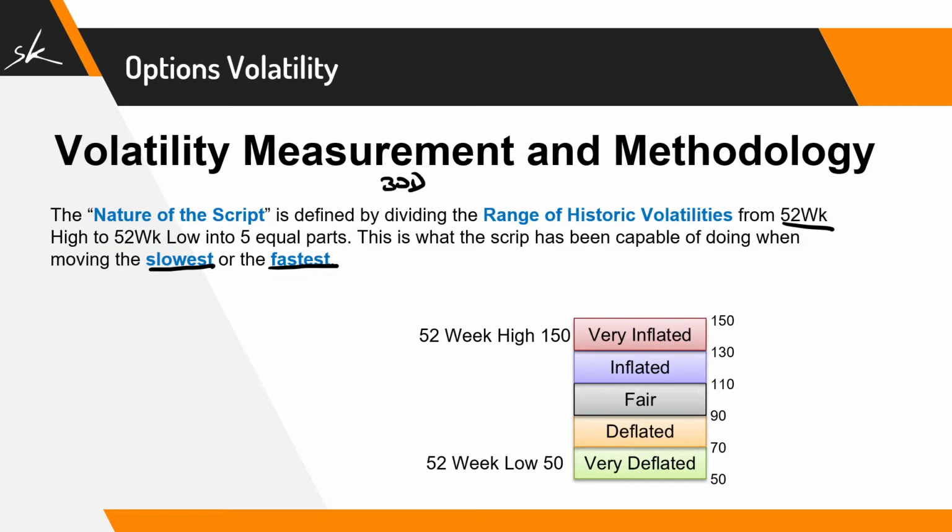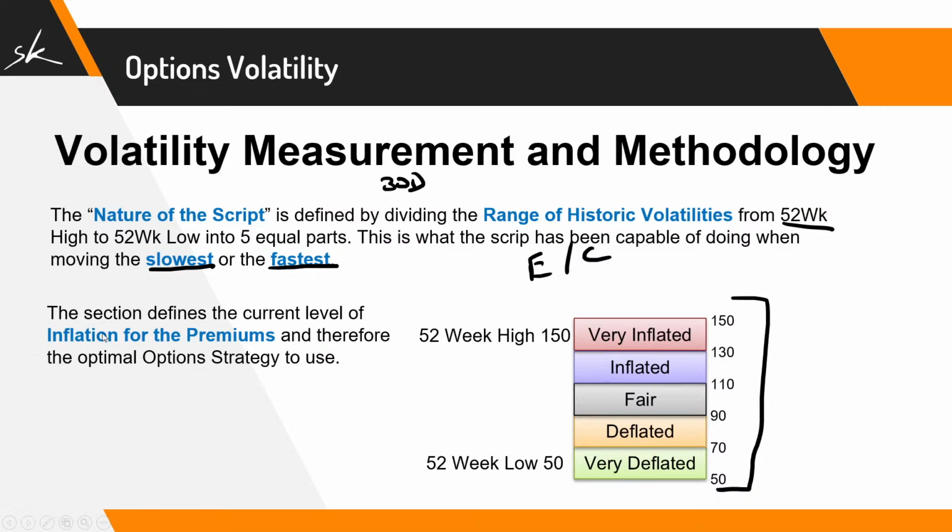So again, we do not decide just based on expensive or cheap. Now we divide it into 5 different zones or sections. Section 1 is your very deflated, section 2 is deflated, section 3 is fair price, section 4 is inflated, and section 5 is very inflated. So the sections define the current level of inflation for the premium and therefore the optimal option strategy to use. As we move ahead, we will be learning which option strategies we should be applying based on where the implied volatility is as of now.